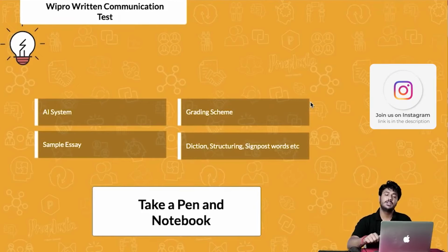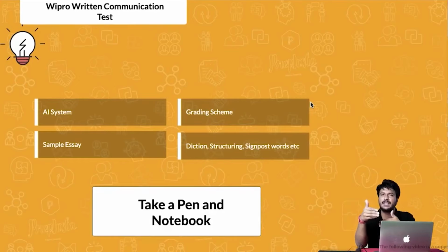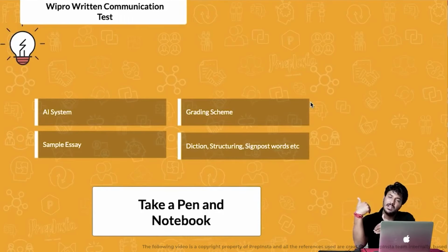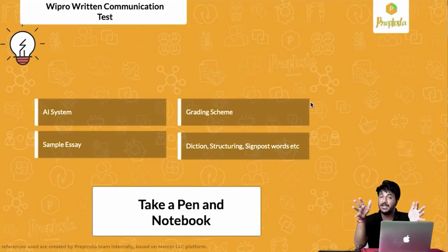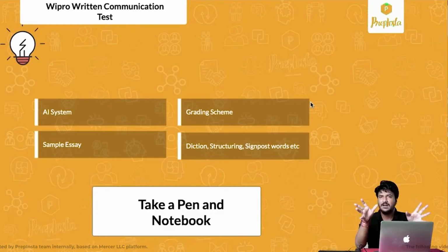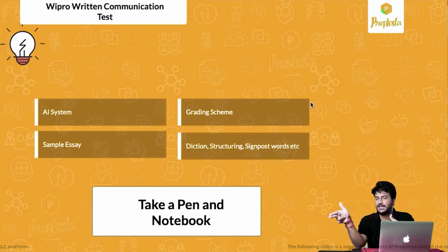We are also going to give you the grading scheme of how each particular thing is scored. Let's say punctuation is 5 marks and spelling mistakes is -1/2 marks. So all of that we are going to cover in this video. We're also going to cover a sample essay so that you will be able to understand what kind of things you have to do. Also, the importance of diction, the importance of structuring and signpost words, etc. A lot of you may not know what these words mean. So we are going to cover that because the AI system looks at all of these parameters, right?